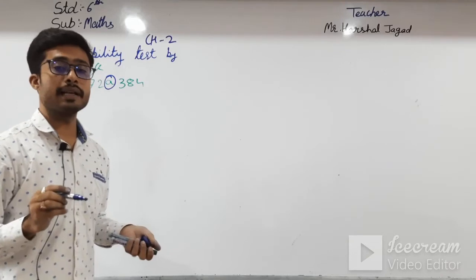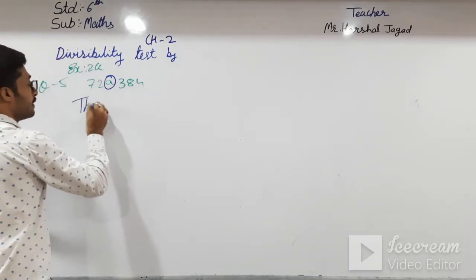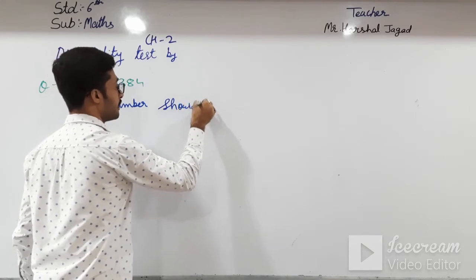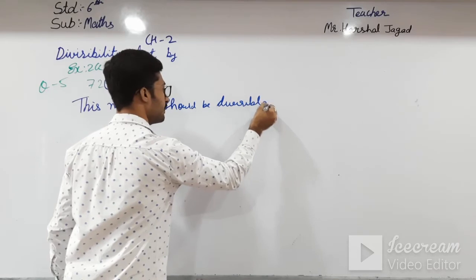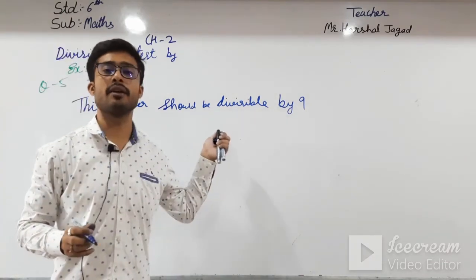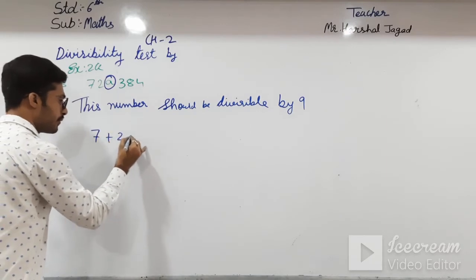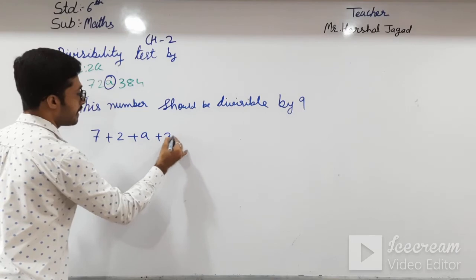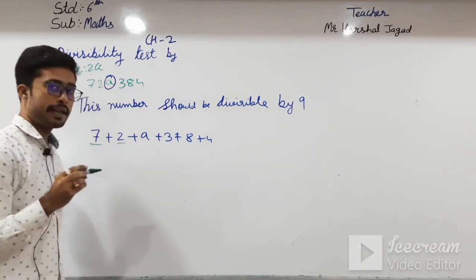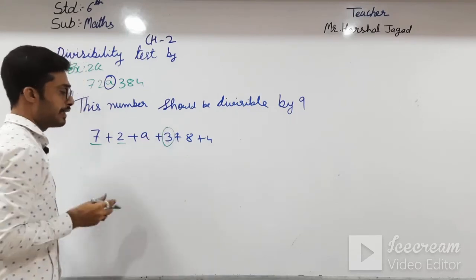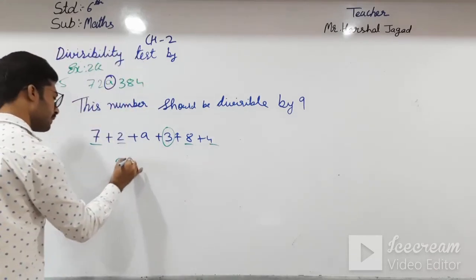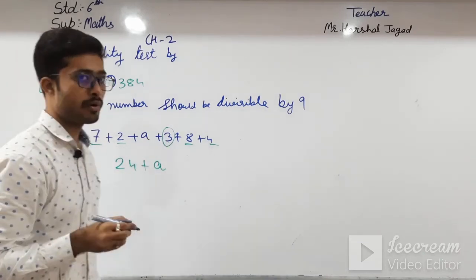Okay, students, but how will we find it? They have said that this number is divisible by 9. So first of all, if the number is divisible by 9, then we have to take the total. So 7 plus 2 plus A plus 3 plus 8 plus 4. So 7 plus 2, 9. 9 plus 3, 12. 12 plus 8, 20. 20 plus 4, 24, plus A. 24 plus A.